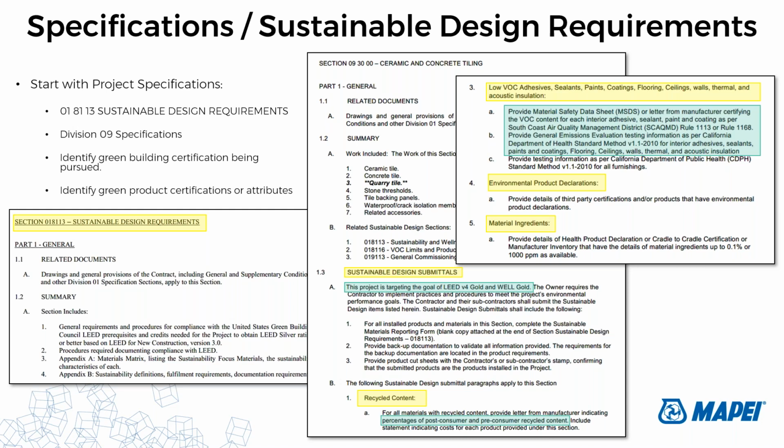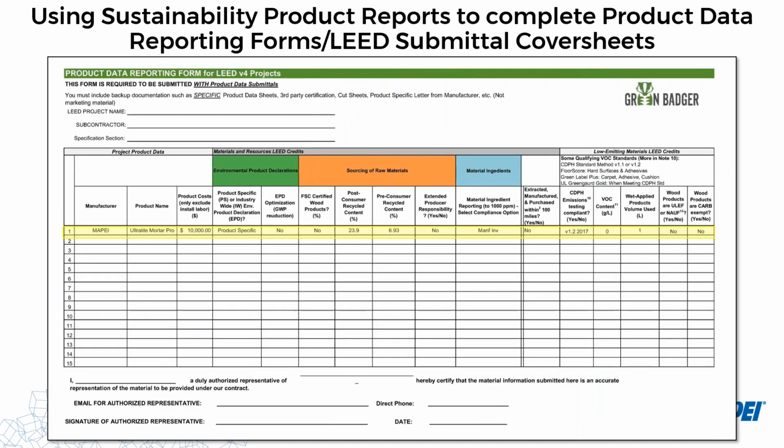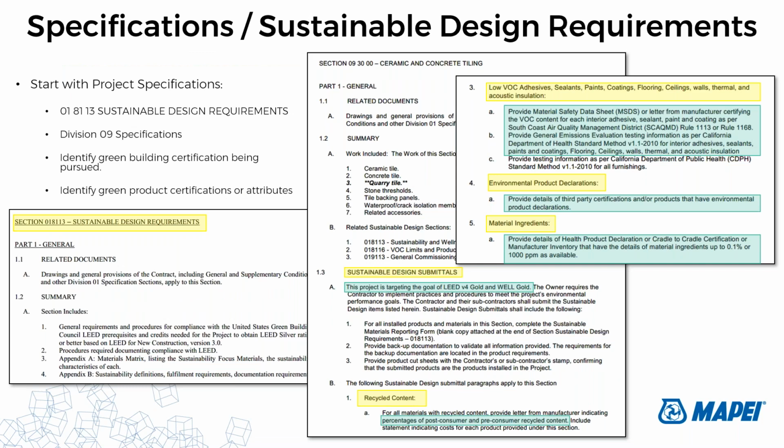This spec section is a little dated. The correct CDPH standard should be standard method version 1.2-2017. They're also asking for EPDs and a form of material ingredient reporting. Oh, let me go back here for a minute. So that's one credit, or that's one specification section. Every spec section is different. Every MR credit that we talked about today, or low emitting contributions, are different per spec section.